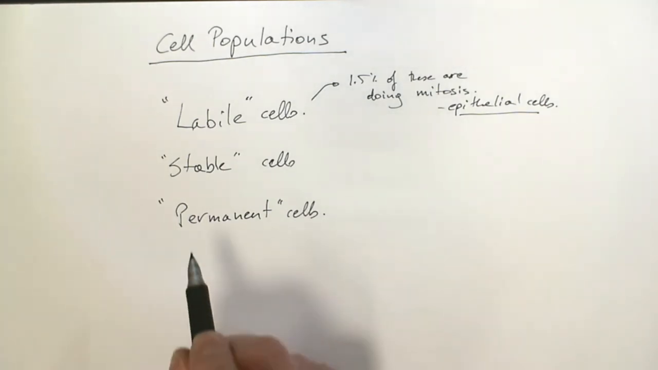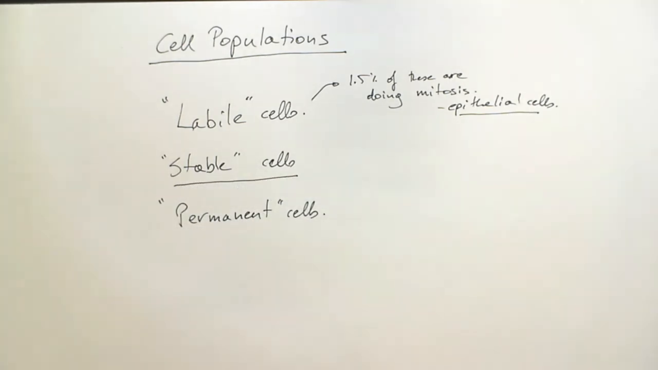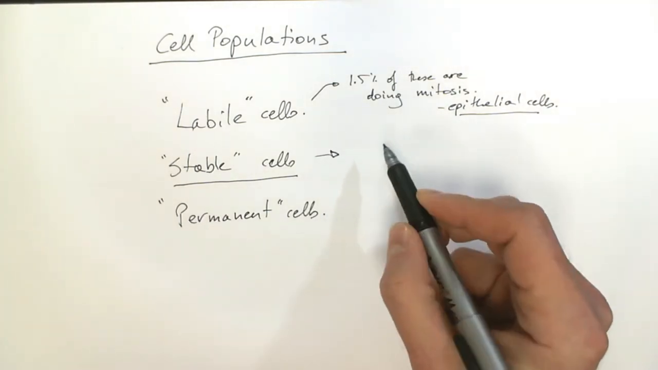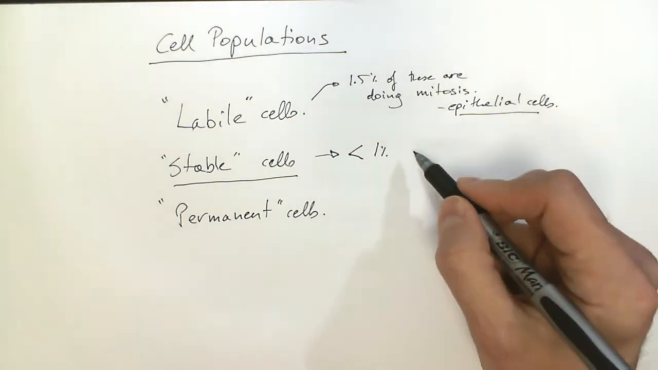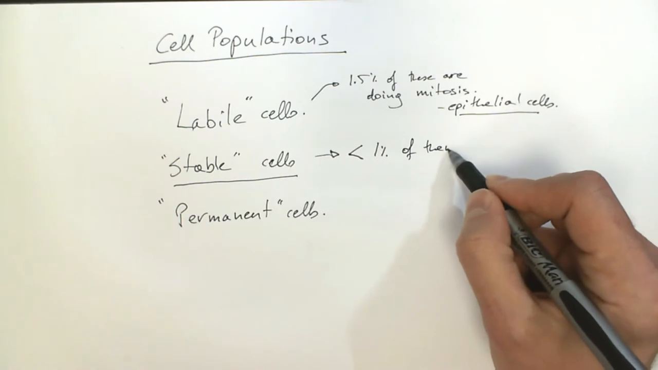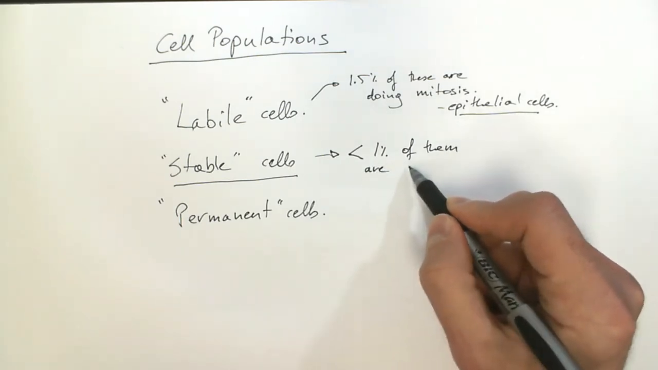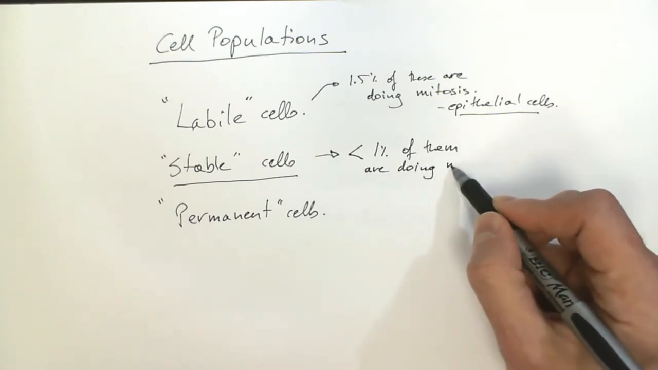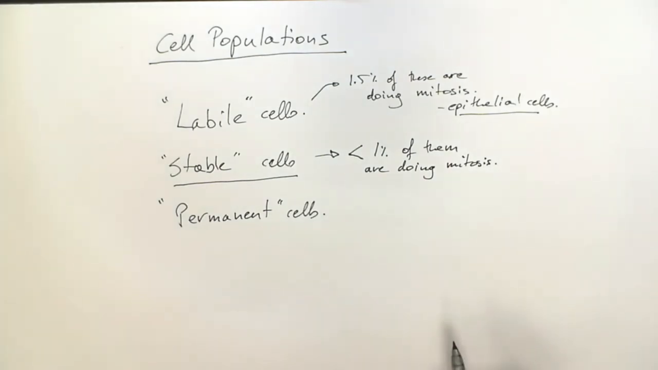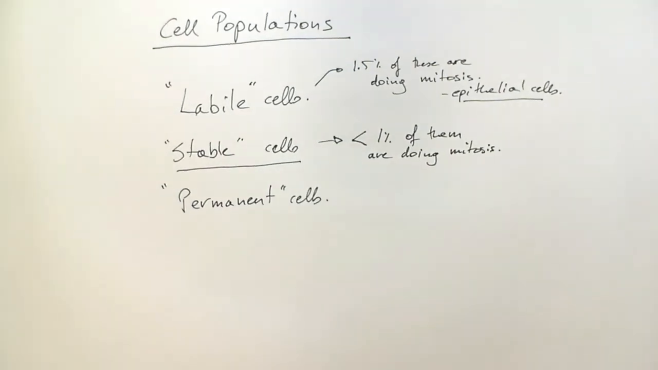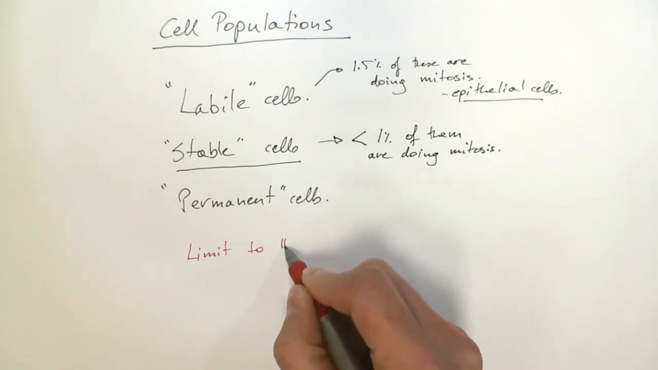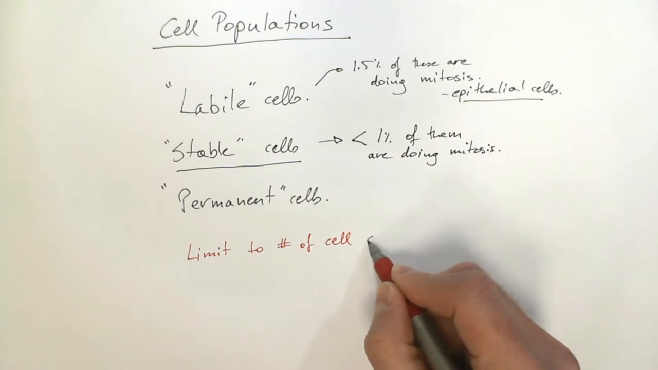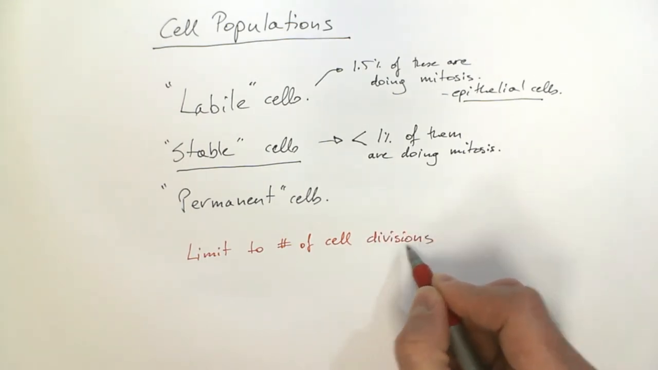Most of the cells in your body belong to this population here, aside from epithelial cells, which is a stable cell population, of which less than about 1.5% are undergoing mitosis. And again, a majority of these cells are going to be limited in how many times they can undergo mitosis. In most cells, there is a limit to how many times a cell can divide. Why? Telomeres.